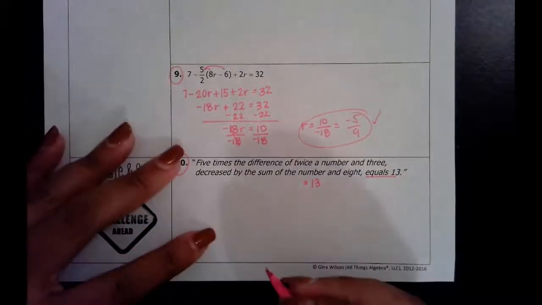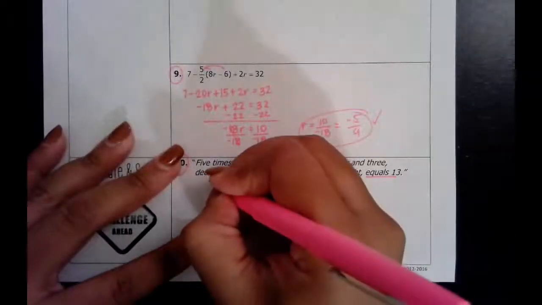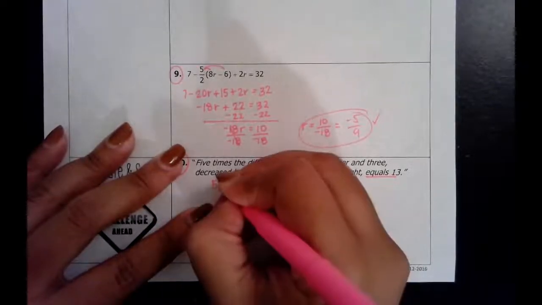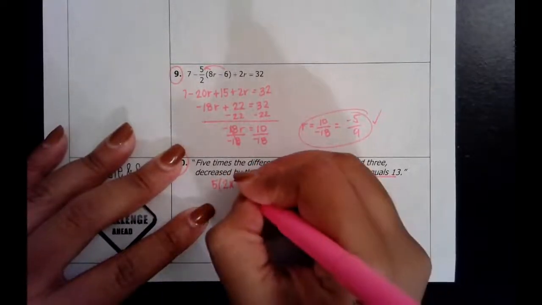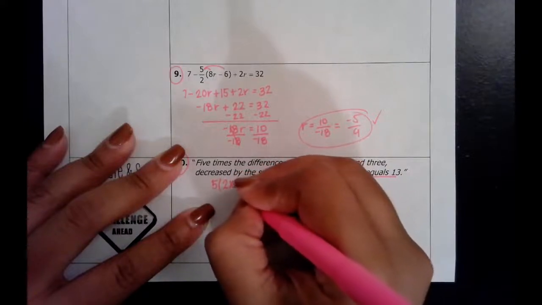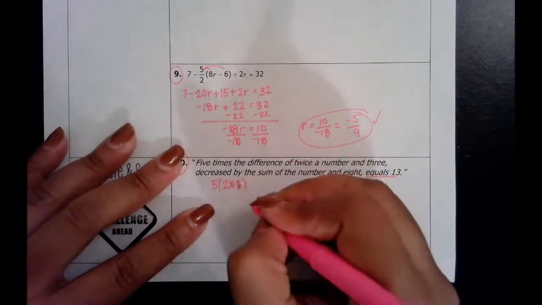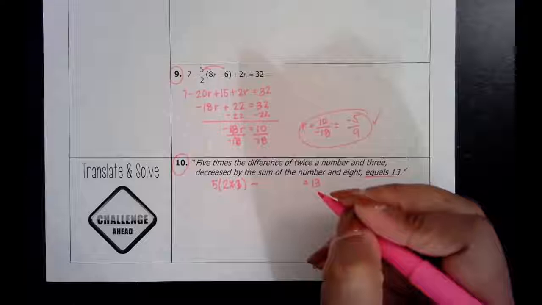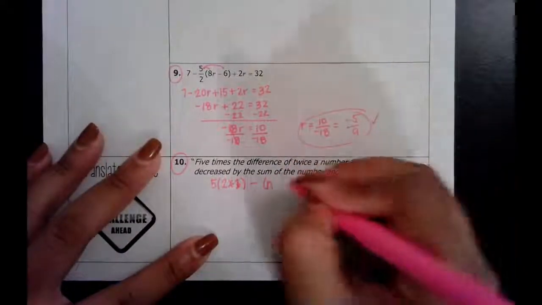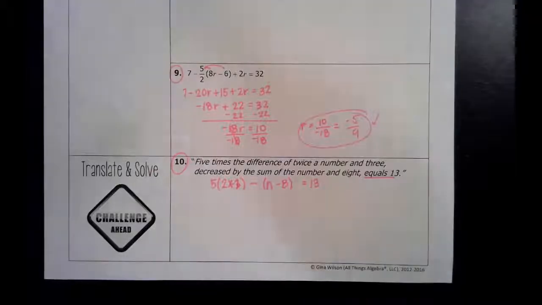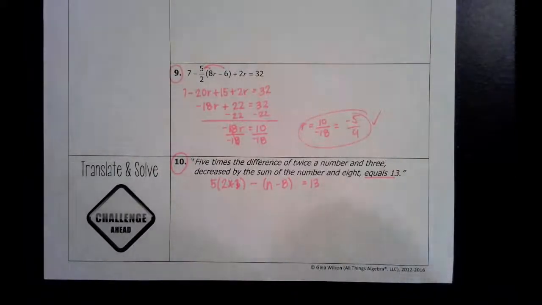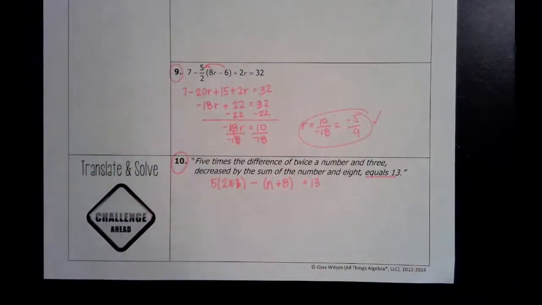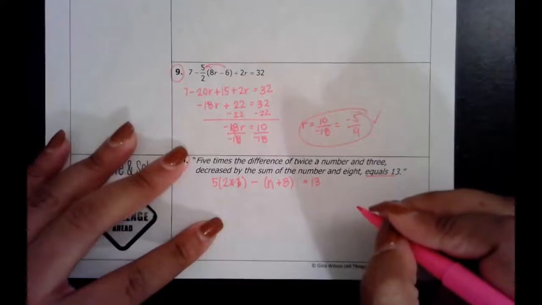But when it says 5 times the difference of twice a number and 3, that's telling us that it needs to be 5 times a parentheses, because it needs to be distribution, twice a number we always put x, and 3, so it'd be minus 3. Sorry, I got a little bit excited. Decreased by the sum of a number and 8. Difference means subtract, decreased by means subtract, sum means add, so it'd be n plus 8. 5 times 2x minus 3 minus n plus 8 equals 13.